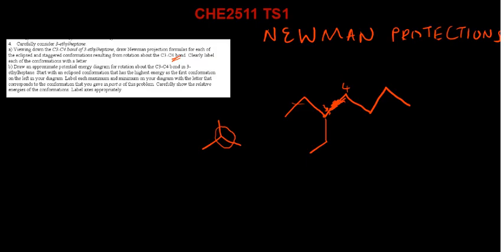The 3 groups attached to carbon 3 are this group here, this group here, and a hydrogen that we can see. So I can put my hydrogen here. This is my front carbon, and this is an ethyl group, CH2CH3, and here we have CH2CH3.